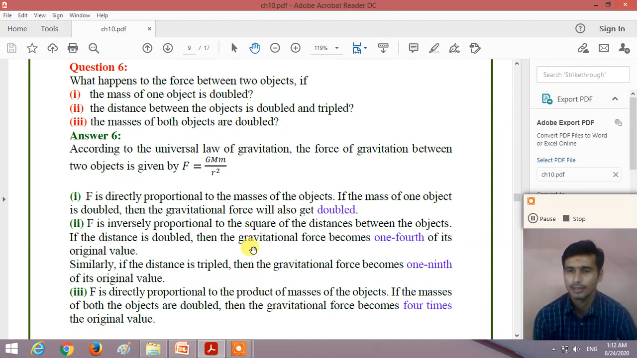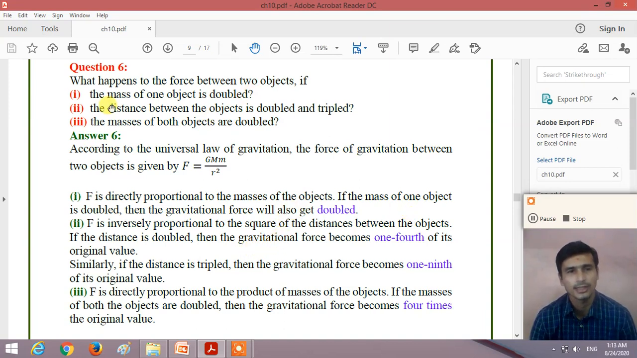So the gravitational force between the two objects is inversely proportional to the square of the distance between them. That means if the distance is doubled, we get 2 squared, and the gravitational force becomes 1/4 of its original value, and if the distance between them is tripled, the gravitational force becomes 1/9 of its original value.